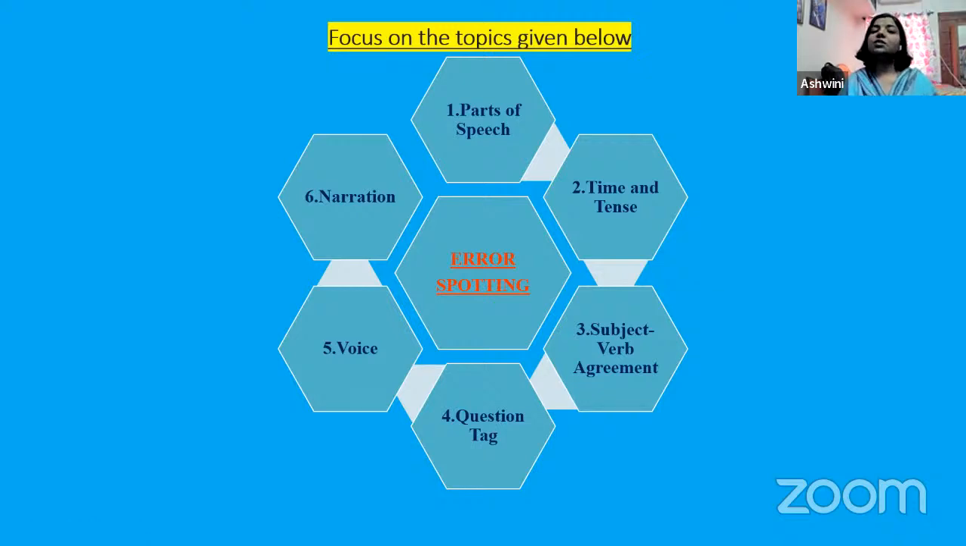Okay, now focus on the topics given below. In the case of common errors in English, we have to focus on such types of grammar sections. We have to focus on this particular chart. Okay, now number one, that is the parts of speech. You have to have knowledge about the parts of speech. Okay, then number two, time and tenses, then subject-verb agreement, then question tag, then voice and narration.